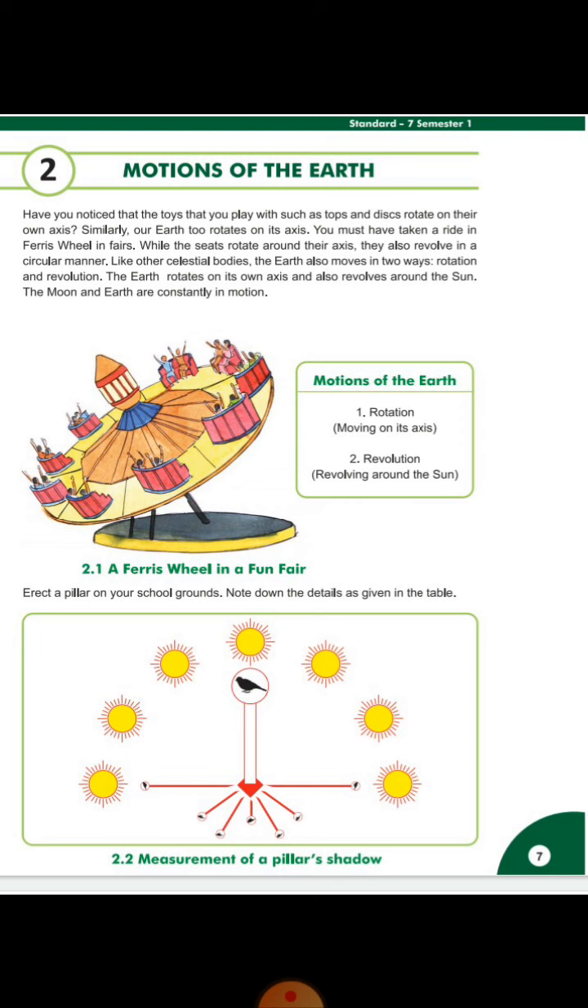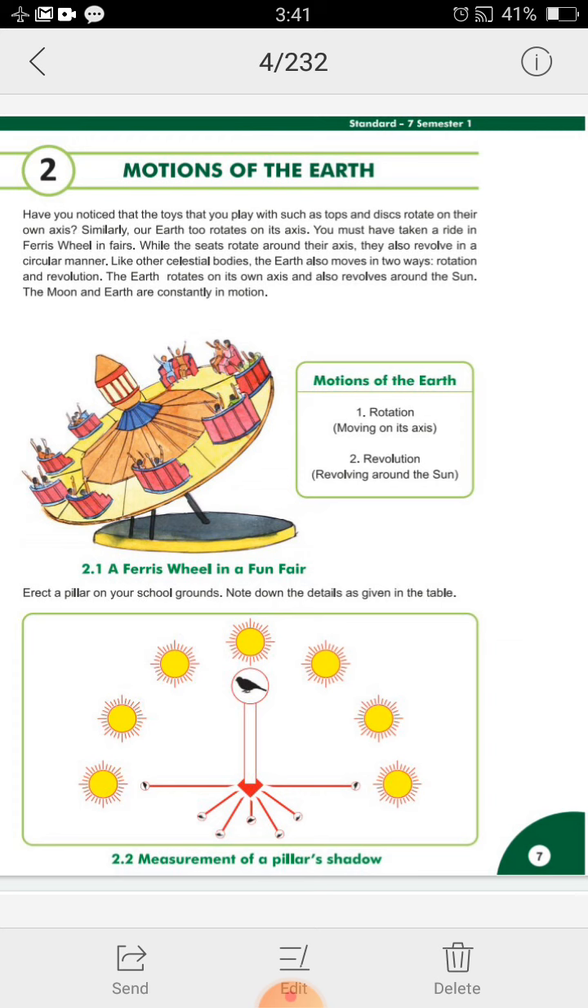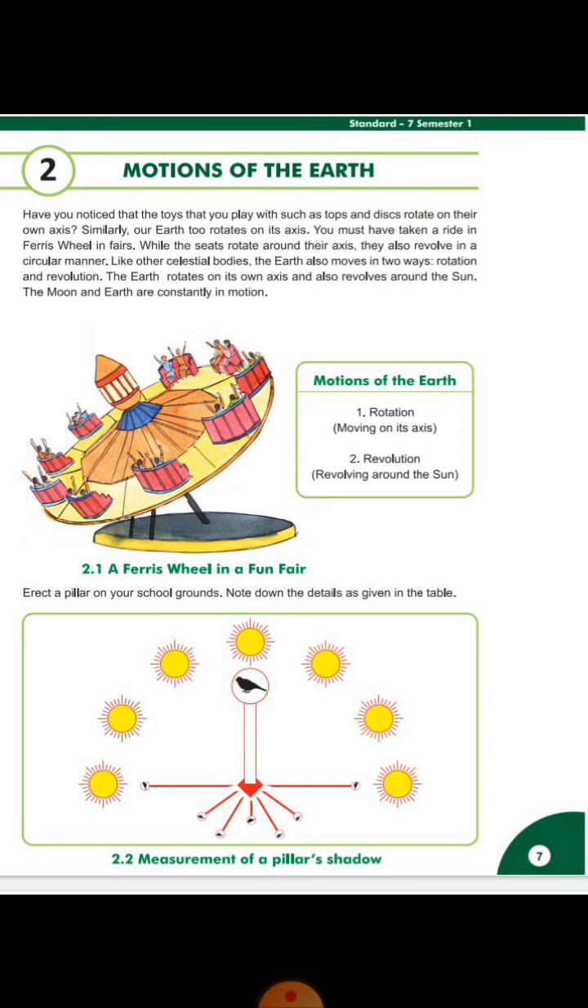A Ferris wheel picture is given there, and that means in festival times you are already familiar with this type of Ferris wheel. So what is the speciality of a Ferris wheel? A central axis is there. Based on this axis, it revolves, or goes around. That is the main function of a Ferris wheel. Likewise, our earth also has one axis, and it goes around this axis.